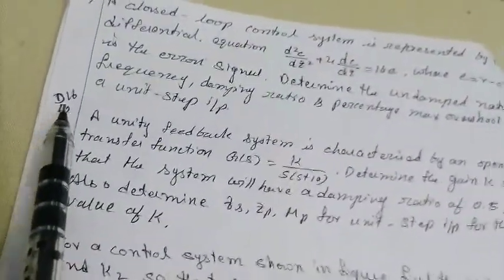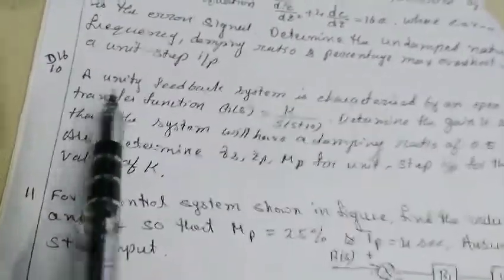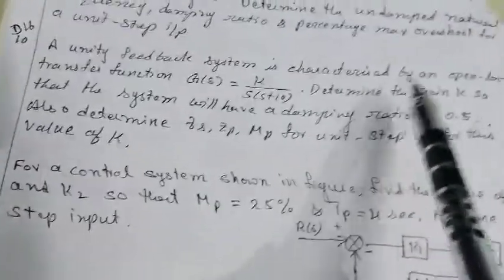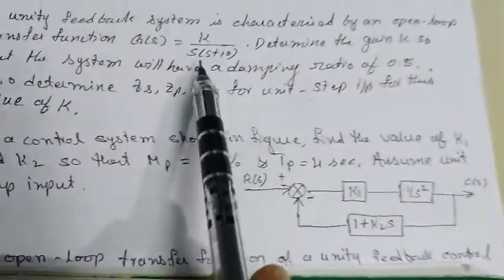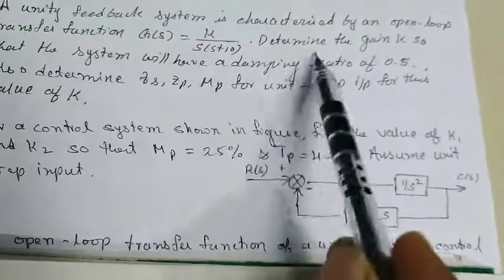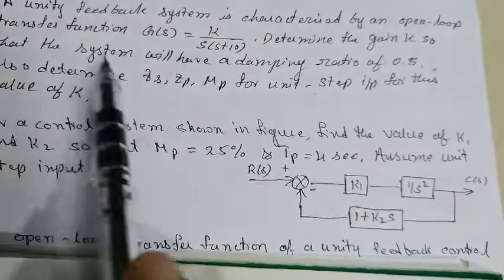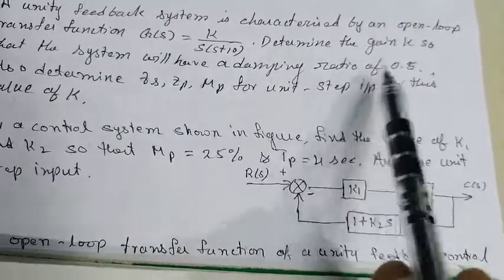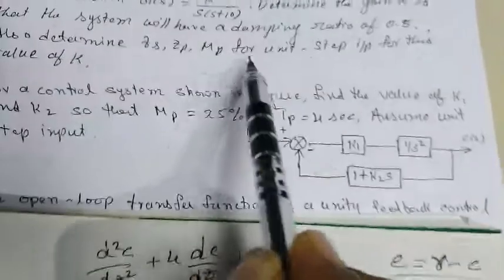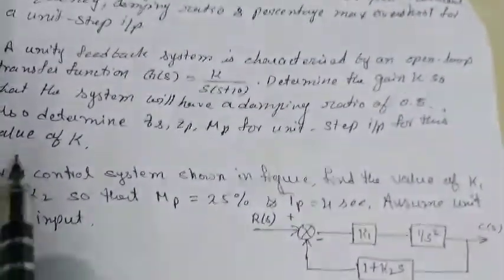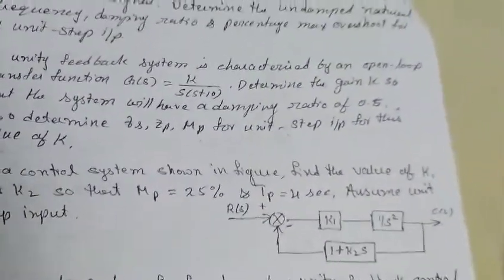Next problem, we'll go for the next problem, that is the 10th problem, which was asked in the December 16 question paper. A unity feedback system is characterized by an open loop transfer function G of s is equal to k by s into s plus 10. Determine the gain k so that the system will have a damping ratio of 0.5. Also determine Ts, Tp, Mp for a unit step input for the value of k.